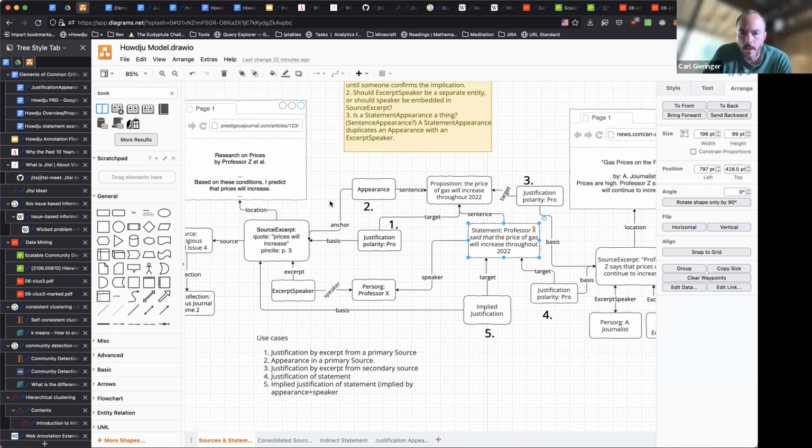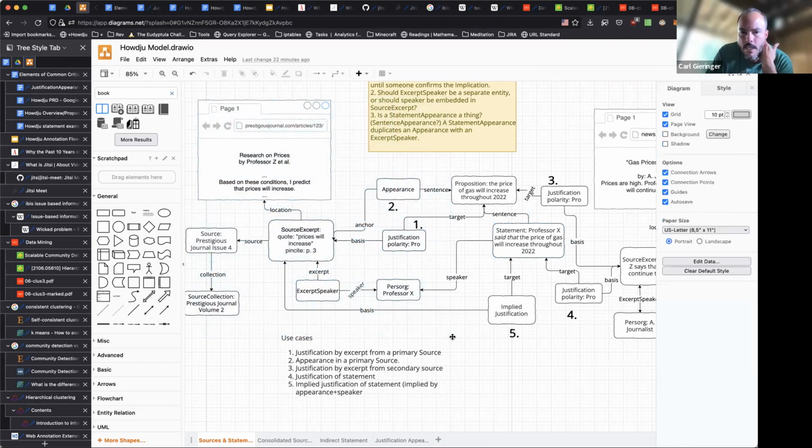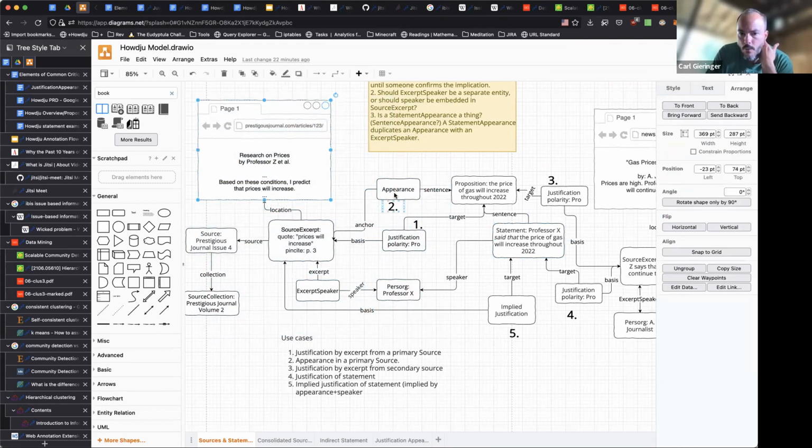So for one, thank you. I'm enjoying this conversation a lot. But I think that's just one side of this diagram, with this particular media and its appearance or justification. But there is this statement over here.